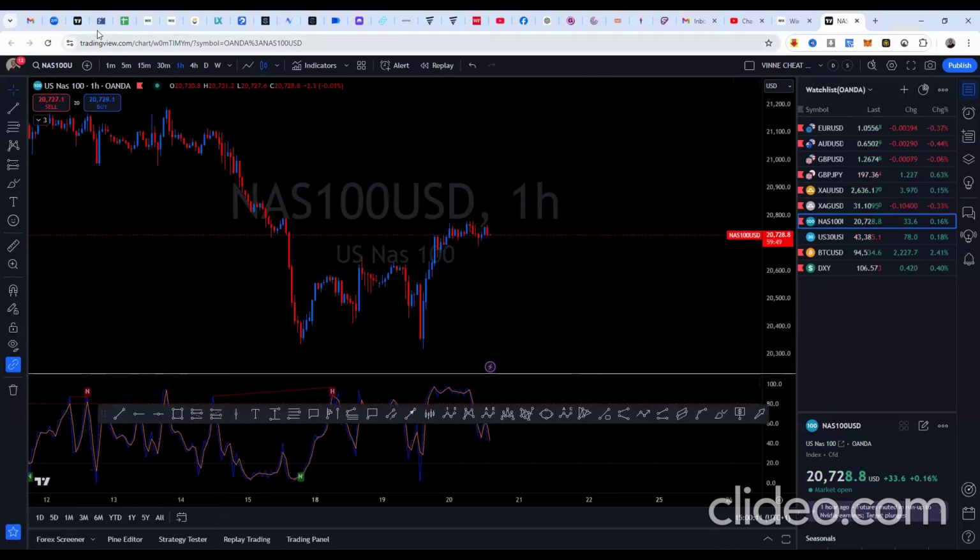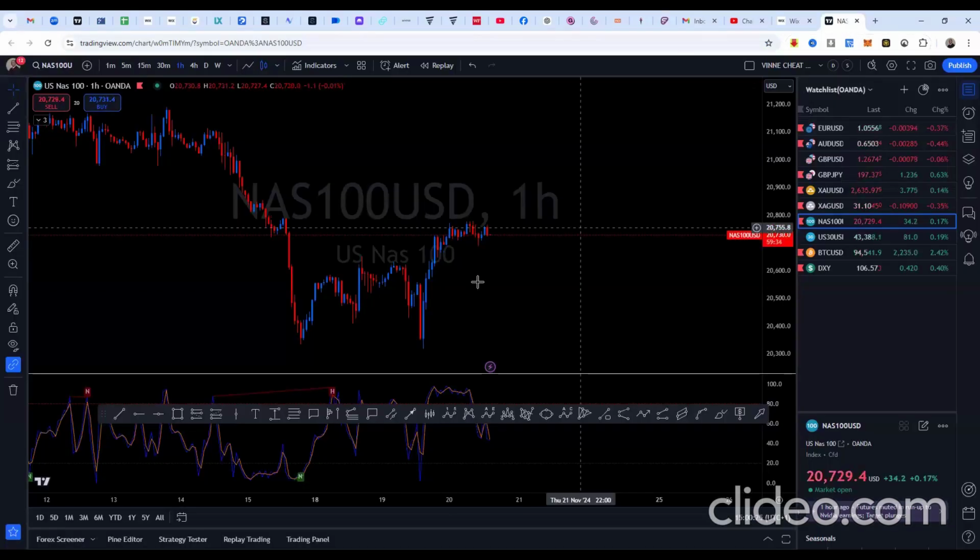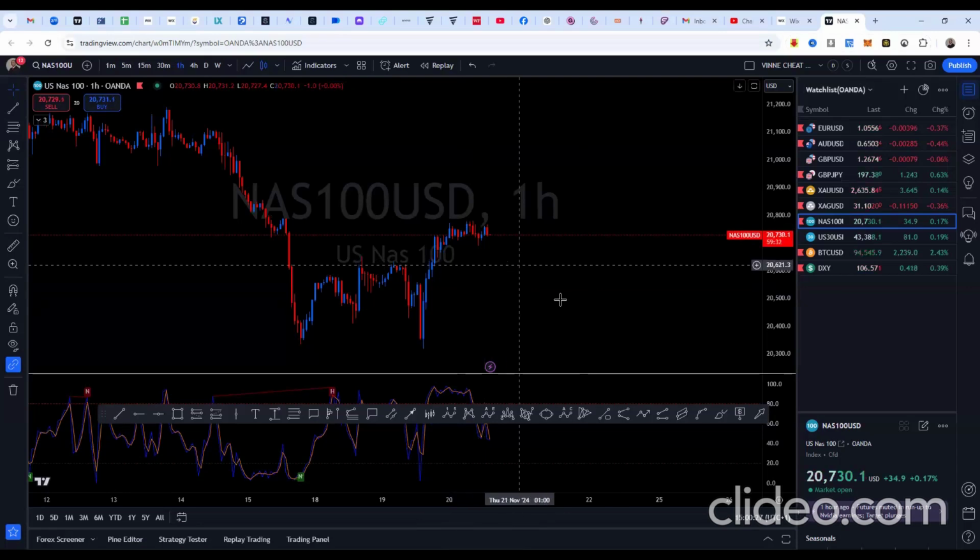So before we get started, let's go ahead and check the news. So no major news today. We have some major news tomorrow, starting tomorrow. But pretty much all this week we've had normal price movement. So let's go ahead and get going.